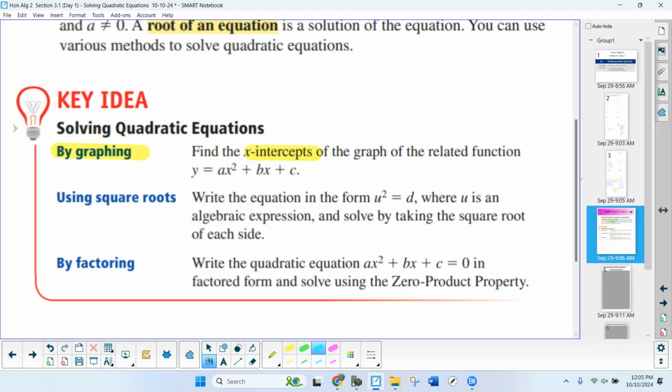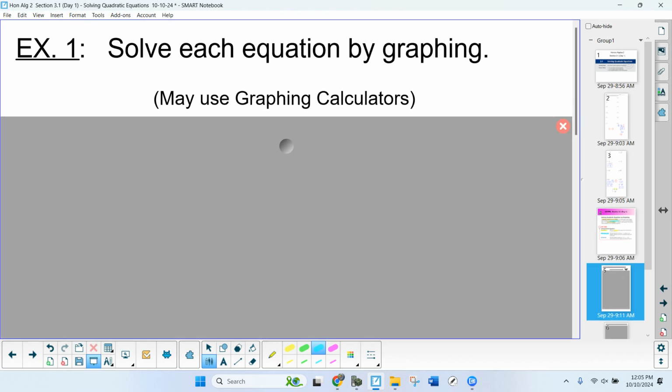We can use square roots. We're going to do that today. You're going to isolate the x squared, the m squared, the whatever squared, get everything else to the other side, and then just take the square root of each side. Okay? And then the last one we're going to do is by factoring. We'll do that next week after our long weekend. So let's talk about this one.